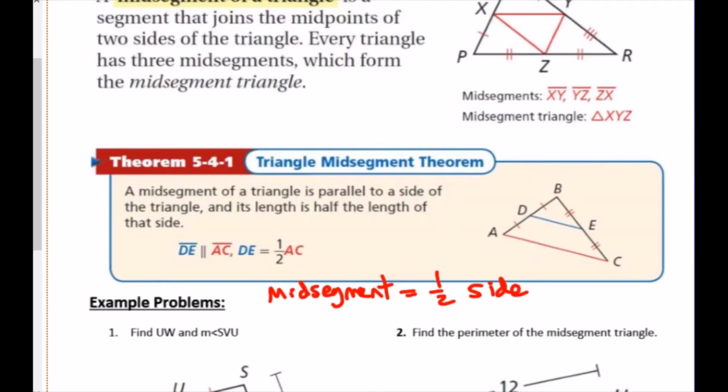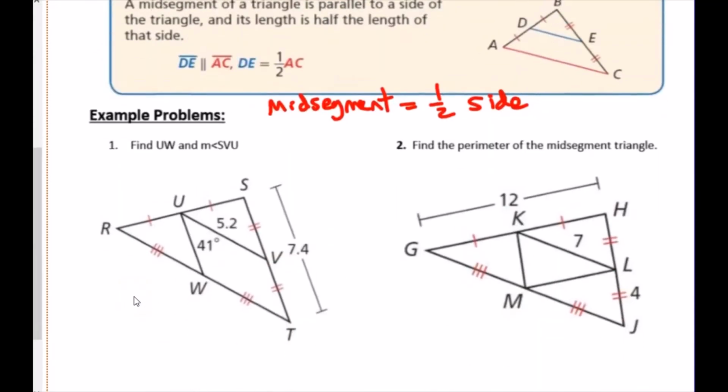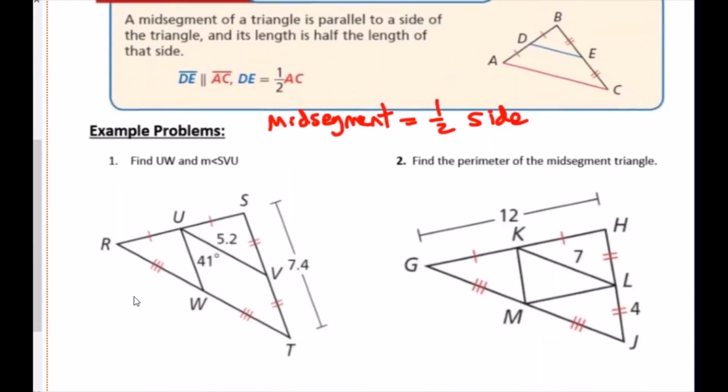And just that information can open up a world of possibilities that we're going to try down here on number 1 and 2. So a midsegment is half of a side. Let's look at number 1. You should be able to do 2 things: given a midsegment, give me the side, and given the side, give me a midsegment.